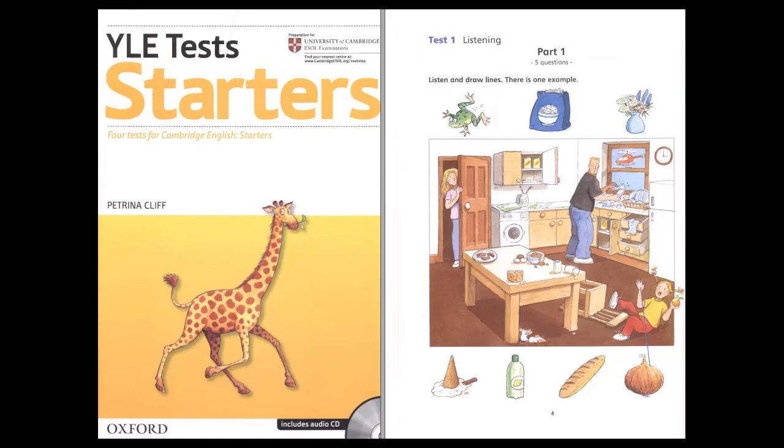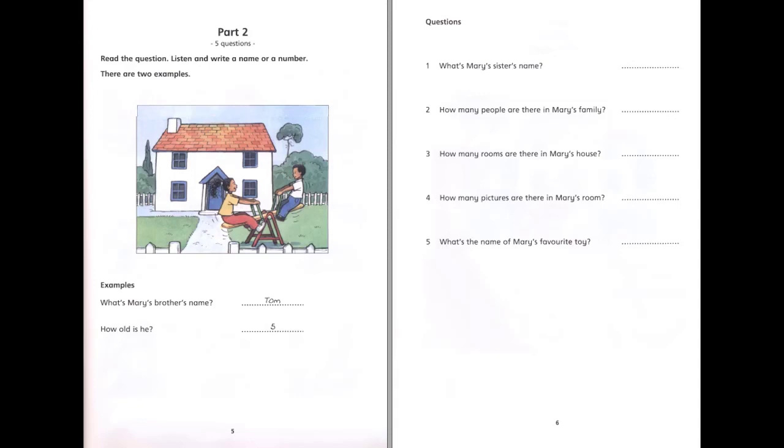Part 2. Look at the pictures. Listen to the examples. Listen and look. There are two examples. Hello, Mary. That's a good picture. Who is it? It's my brother. What's his name? Tom. Is that T-O-M? Yes, that's right. Tom. How old's Tom? He's 5. 5? Yes. Can you see the answers? Now you listen and write a name or a number.